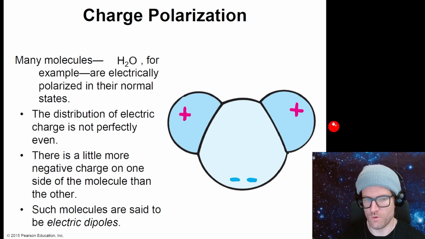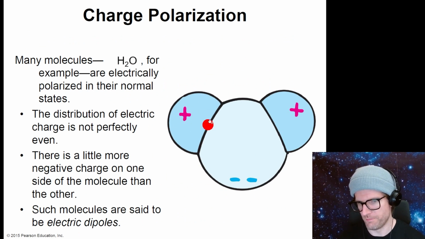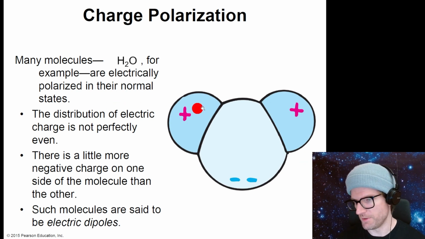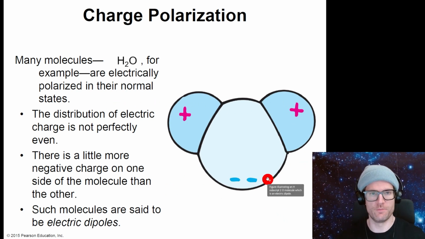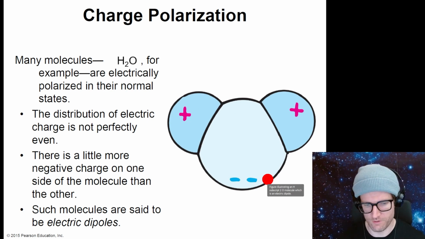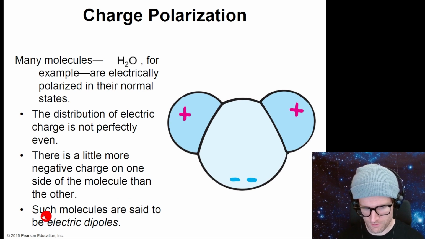Okay, and then here's a water molecule. This is a proton. These are a hydrogen and an oxygen. There's more positive charge up here and more negative charge down here. That's how a water molecule works. So we get this charge separation, positive up here, negative down here. That's a charge polarization. So we call water a polarized molecule, and those molecules that have polarization are called electric dipoles.